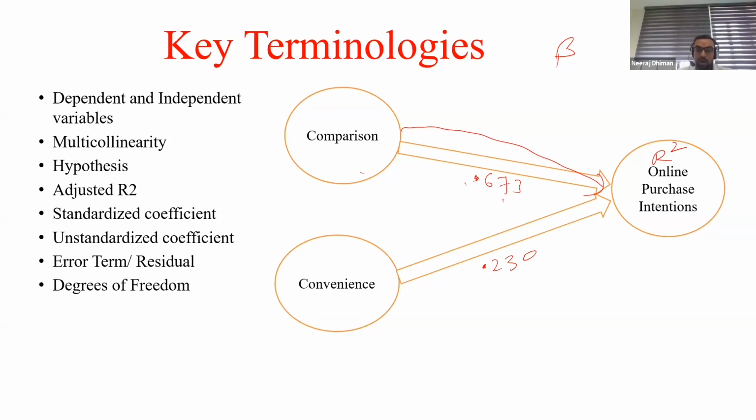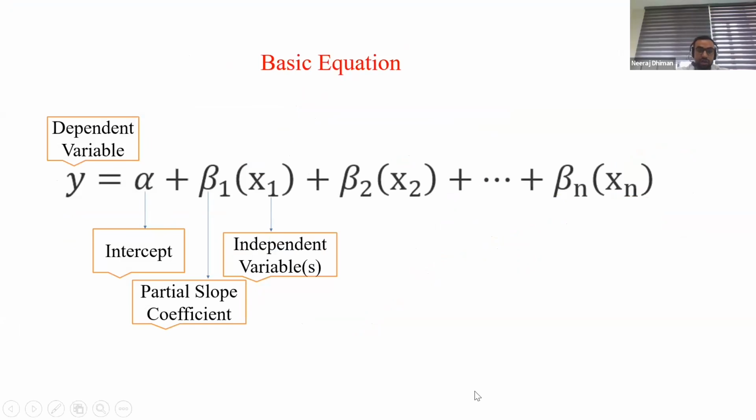So comparison predicts online purchase intentions very strongly, so that companies should work upon presenting the information related to the product, so that customers can compare all those products very easily sitting at their home. Now we are left with alpha, which is the intercept.